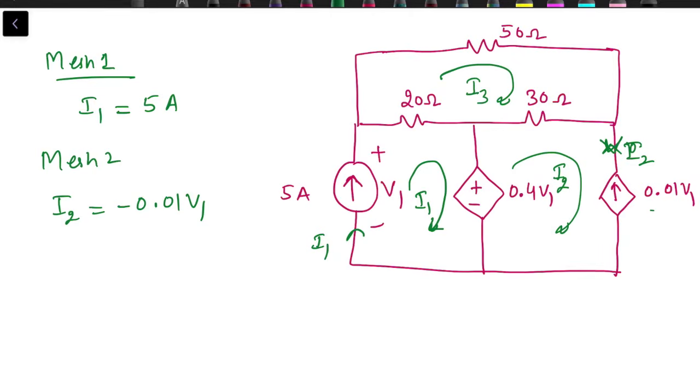Now what is this voltage V1? The controlling quantity, that is the voltage across 5 ampere source. In case we don't know what the voltage across a current source is, then we are not able to apply KVL. But in this case, it's already mentioned in the problem that voltage across this 5 ampere source is V1. So we can easily apply KVL. So let's apply KVL to mesh 1.